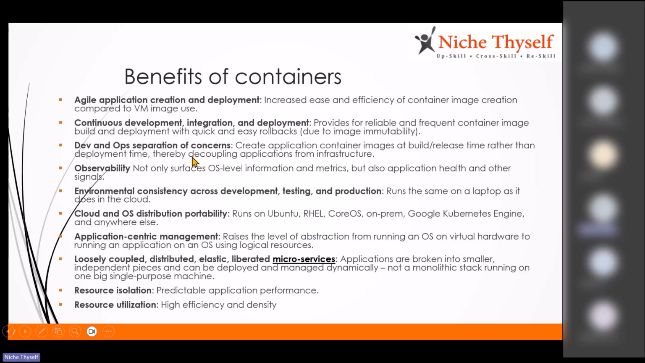Dev and operation separation of concerns. So in most cases we have a support team, operation team, and development team. But right now that gap is being bridged. Create application container images at build and release time rather than deploy time, thereby decoupling the application from infrastructure. So it's like more coupling between operation and dev. Whatever you develop, the same thing you are deploying as a production release, right? Observability not only surfaces OS level information and metrics, but also application health and other signals. So it's very easy.